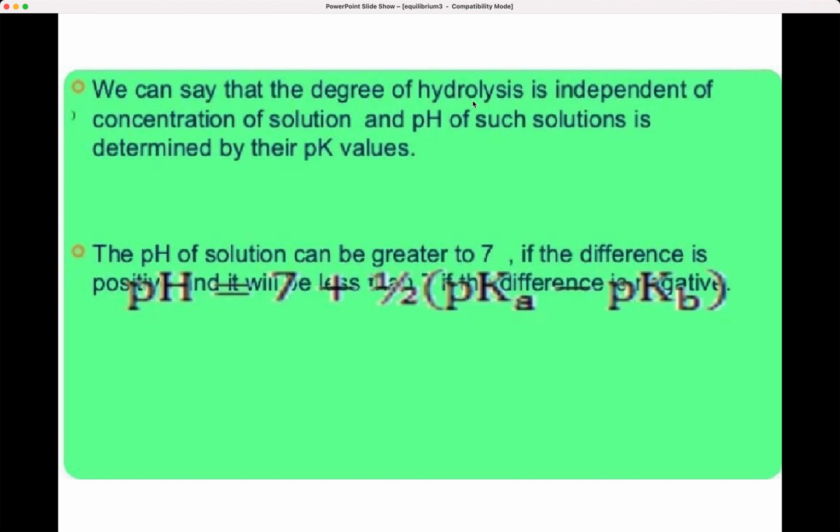Now, we say that the degree of hydrolysis is independent of concentration of the solution. pH of such solution is found out by the pK values. pH of solutions can be greater than 7. So, the difference is positive, and it will be less than that; the chart is given in the textbook. You can see acidic, then 7, and basic; that slide is given in the textbook. So, you can remember the pH values. 7 is taken as a standard.